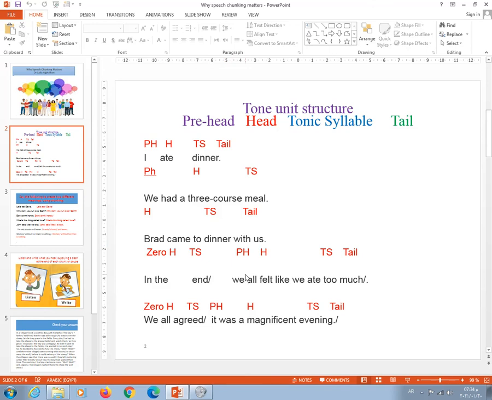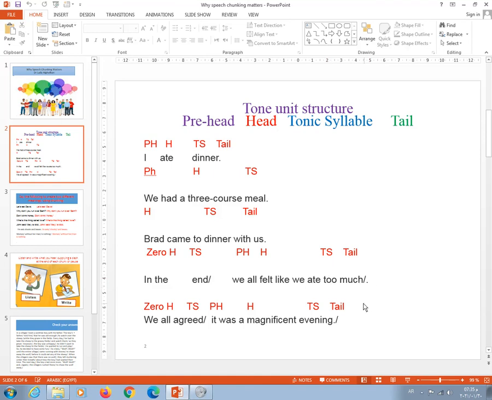We have an utterance that's made up of 2 chunks. The first chunk is "in the end," and the second, "we all felt like we ate too much." Of course, we mark the end of a chunk by a slash, as you see. In the first we have a zero head followed by the tonic syllable, which is "end." The tonic syllable here is also the focus word, a one-syllable word. The second chunk or tone unit starts with a pre-head, and then we have the head up to the word "too." "Too" here is the tonic syllable, and the tail here is "much."